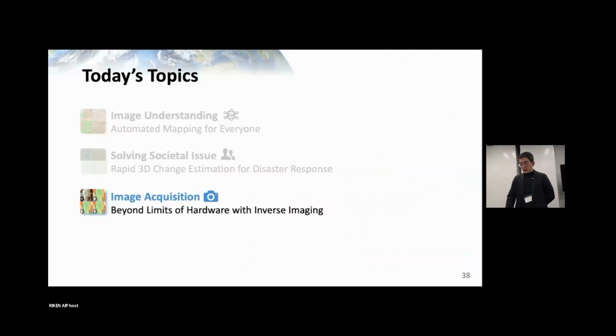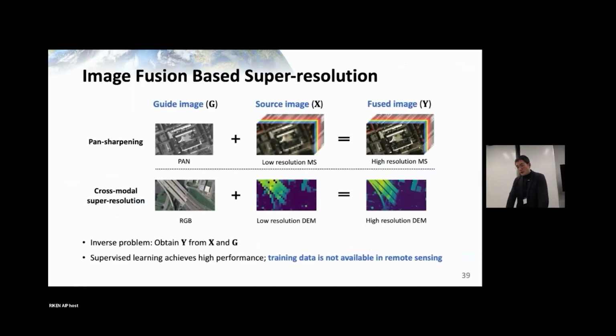Okay, so the last topic is about image acquisition. As I mentioned, remote sensing is acquiring images far away from the target, so spatial resolution matters. If we can see more spatial details, then deep learning can do a great job. So we want to acquire high resolution images, but there is always a limitation in hardware.